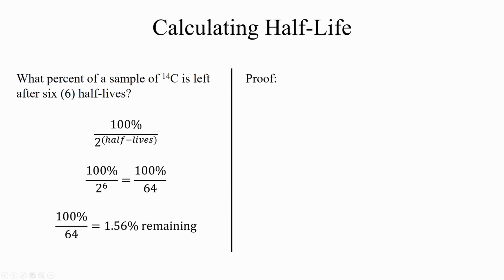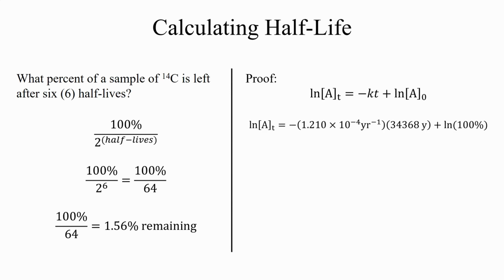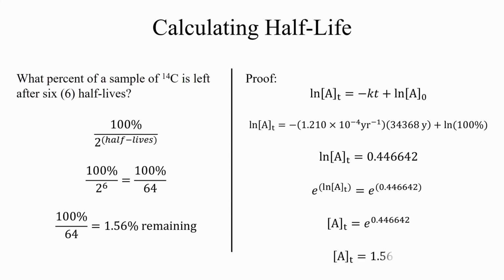We can prove this little shortcut. Let's take the linear form of our integrated rate law. Let's plug in our rate constant, how many years have gone by, and our starting material, or starting quantity, 100%. And according to this, we take the natural log of both sides, and the concentration after 6 half-lives is 1.56%.